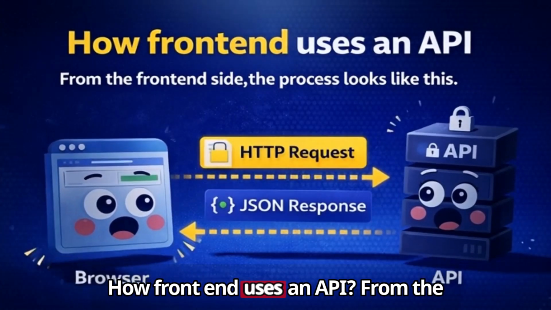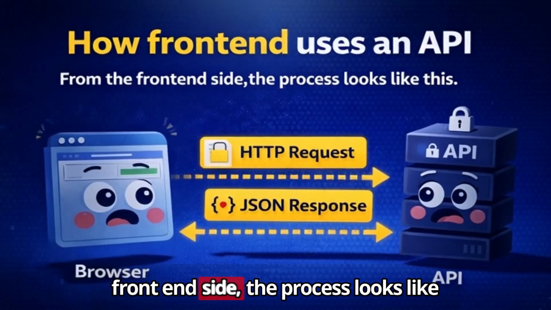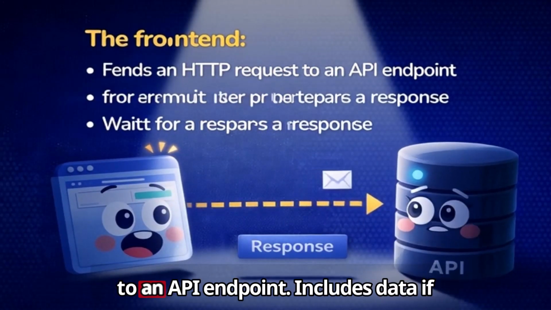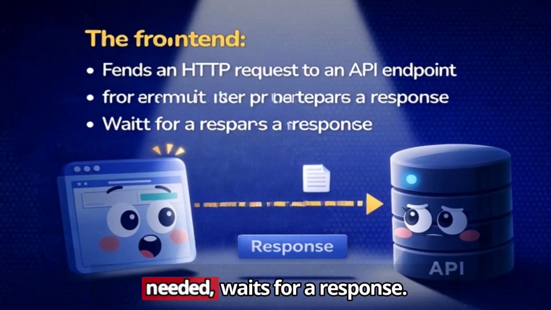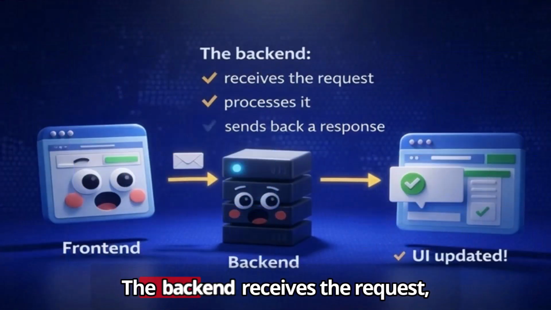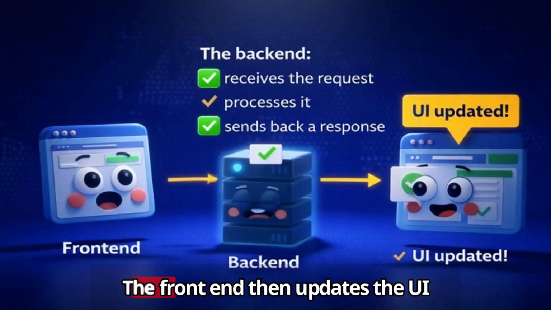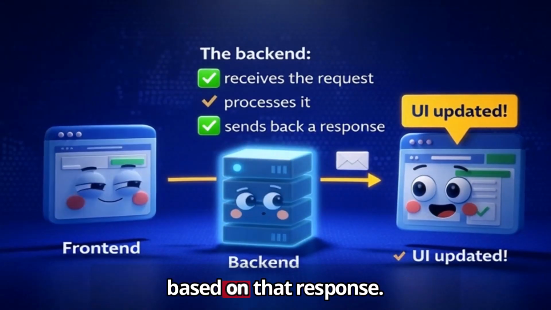How does the front end use an API? From the front end side, the process looks like this. The front end sends an HTTP request to an API endpoint, includes data if needed, and waits for a response. The back end receives the request, processes it, and sends back a response. The front end then updates the UI based on that response.